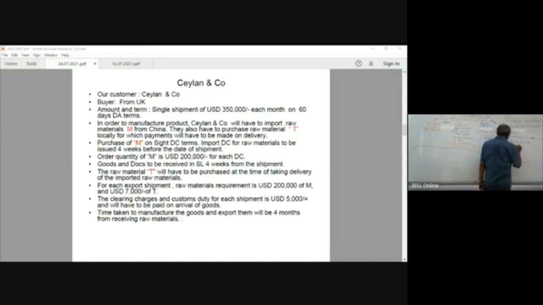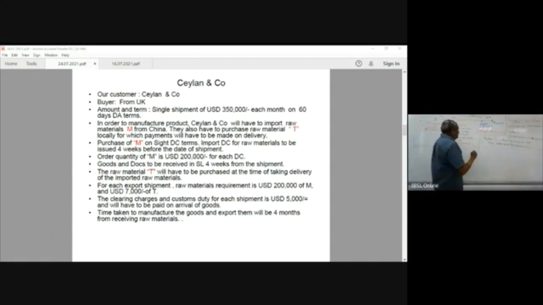US dollars 28,000 into 109. You should be careful, otherwise you might miss.